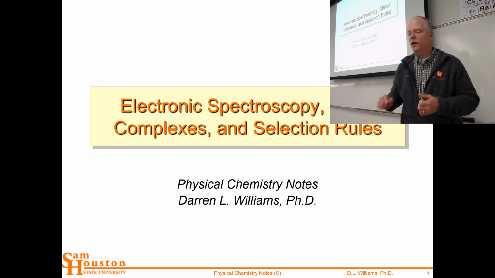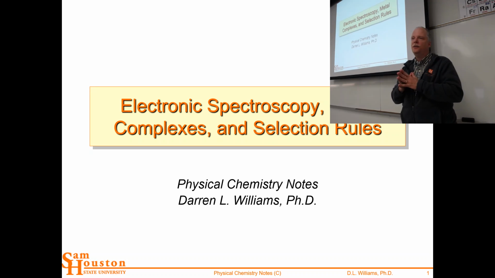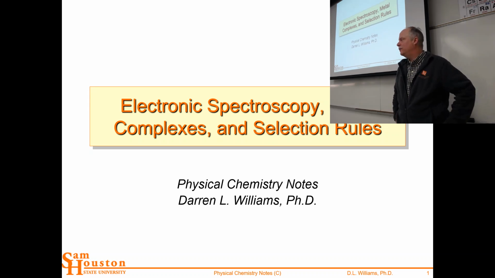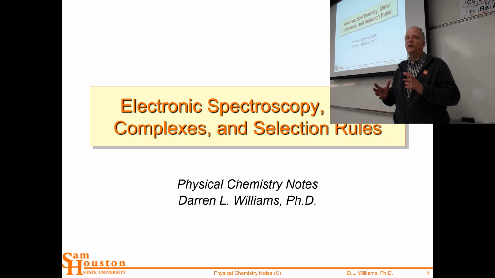So we're going to be working on electronic spectroscopy and the selection rules. Electronic spectroscopy is the most difficult to understand, as you might imagine, because we're dealing with the most complex part of the molecule, the structure of the electron cloud. And we need molecular orbital theory to understand that.